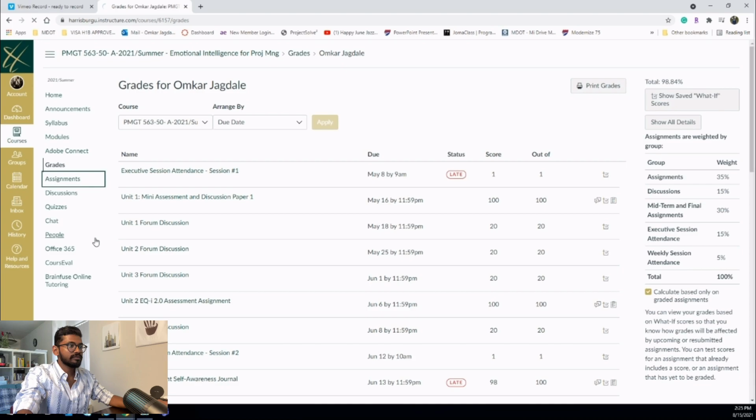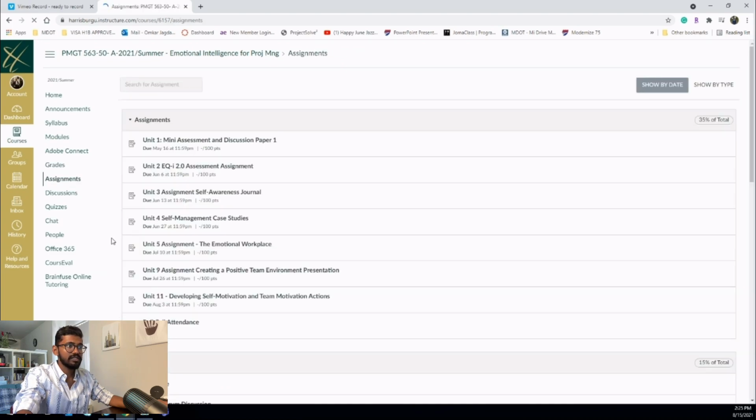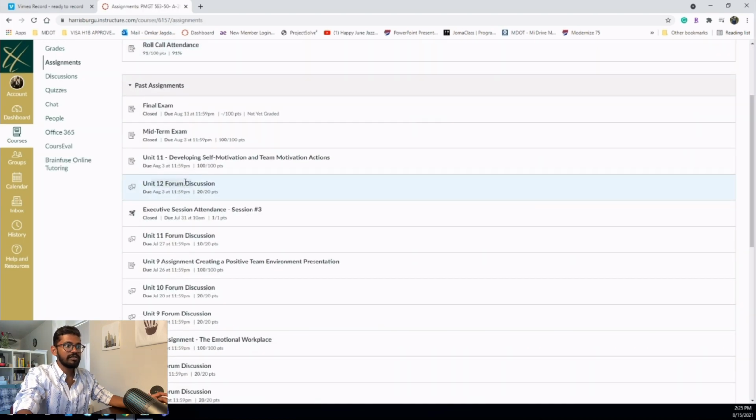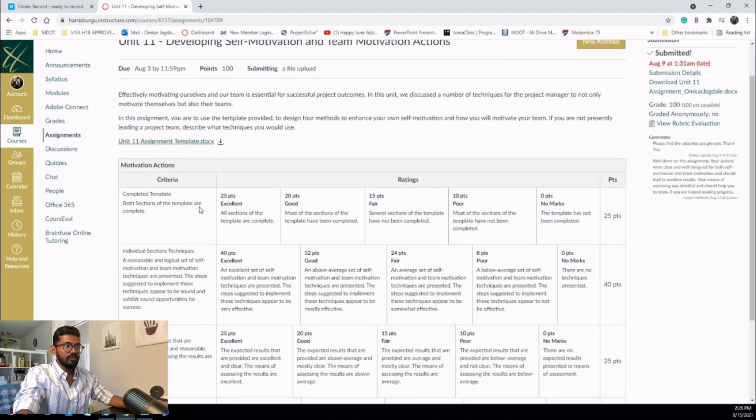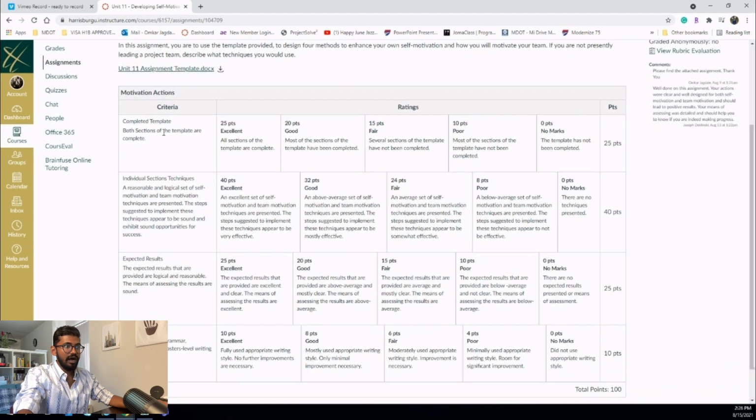Okay, this is where my assignment tab is. This is where I do my assignments. So for example, my professor told me, okay, complete this assignment. So basically, I'll go here and read what I need to do. They also give you criteria for how you need to develop your assignment, and that's how you will be graded. So both sections of the template are complete. If you have completed that, you get 25. If it's excellent work, you get 25 points. If it's okay, your points start decreasing as you do a not-so-good job.